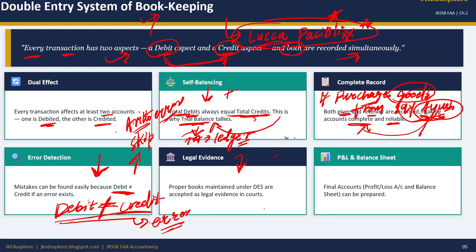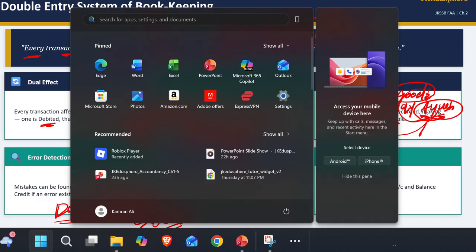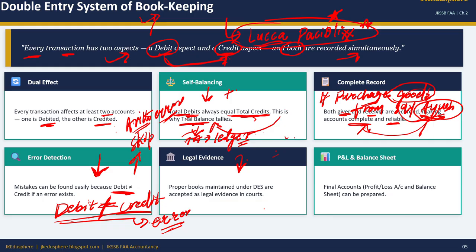Then legal evidences are also there. Whenever a tax authority will come and ask for the documents, we will have legal evidences that will support, and we can show that in the court. And we will prepare profit and loss and balance sheet statements. Those final statements can be prepared to show if the business is in profit or not.